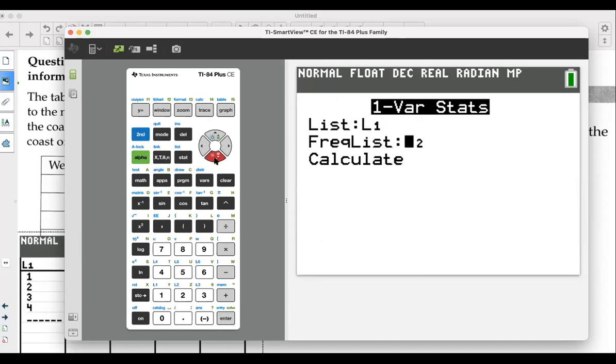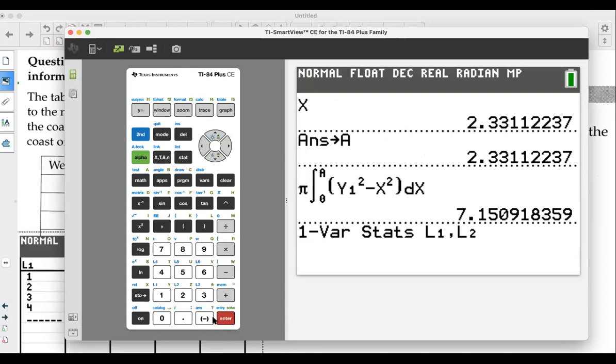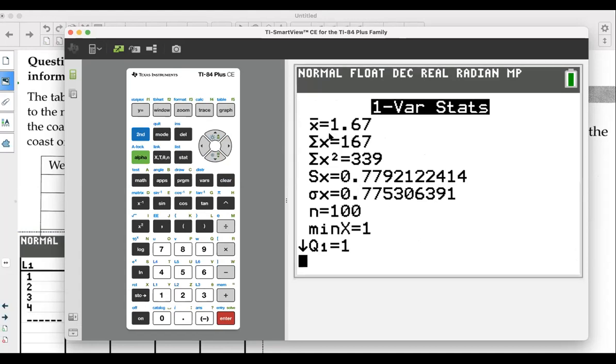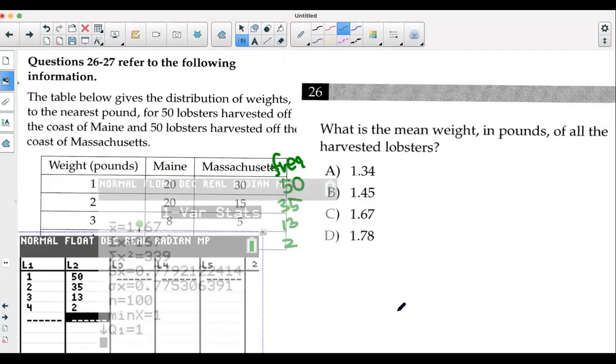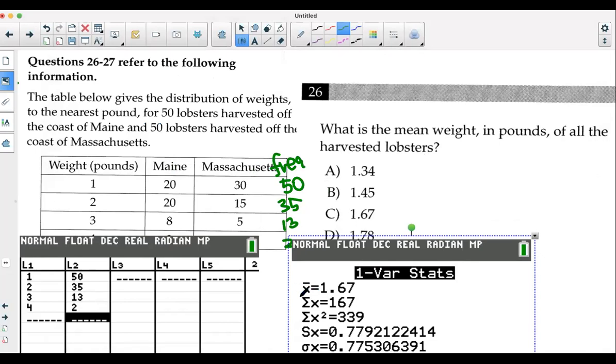If you don't have L2, for example, some people might have blank right over here, you can type in L2. How? By pressing second, number 2. You see number 2? That gets you L2. And go down, calculate, press enter. Then do you see this one? That's your average, 1.67. So choice C becomes the answer.